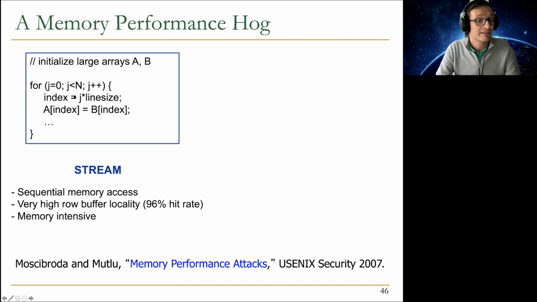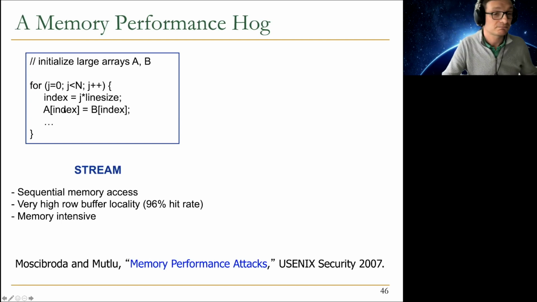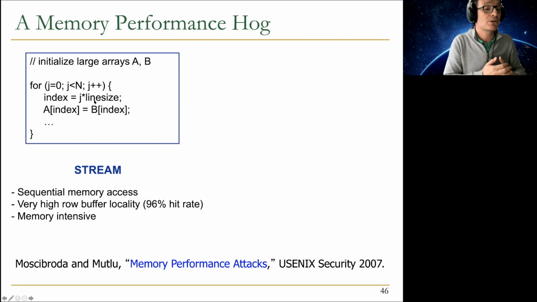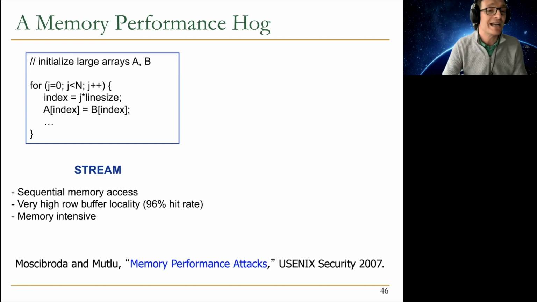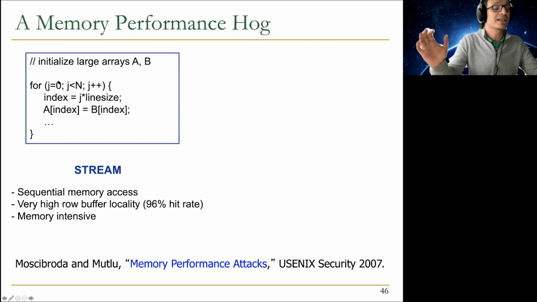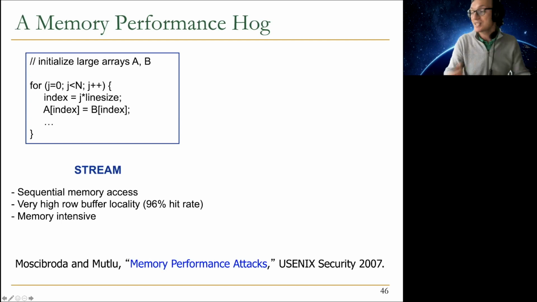And let's take a look at an example memory performance hog. This is one memory performance hog for you. What this program does is it basically initializes two very large arrays, A and B, and copies one array to another in a streaming fashion, sequential memory access, as you can see. It goes from element 0 to element 1, element 2, element 3, element 4, and we ensure that each element is large enough so that you don't get cache hits. Every access is a cache miss over here. Okay, so this is very memory intensive. So this is a bad memory performance hog.